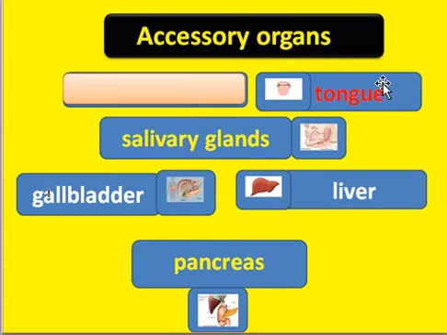Today I will be talking about the accessory digestive organs. The accessory digestive organs are organs that help with digestion but are not part of the digestive tract. They are the tongue, salivary glands, liver, gallbladder, and finally the pancreas.